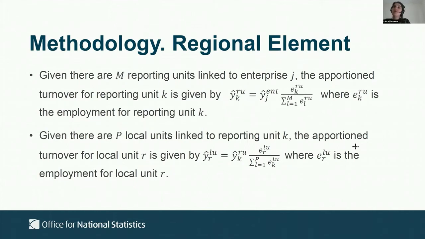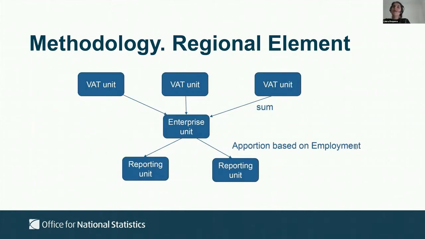Okay, so for the regional element, if we think about that, we have reporting units linked to an enterprise, then the apportioned turnover for the reporting unit K is given by its apportionment using employment. So we use that at two levels. One is at enterprise and the other one is at reporting unit. So for those who don't like equations, I have a diagram. We receive data from HMRC at VAT unit level, and then we map it, and then we sum all of those units that feed into one enterprise, and then we use employment to apportion this down to the reporting unit.